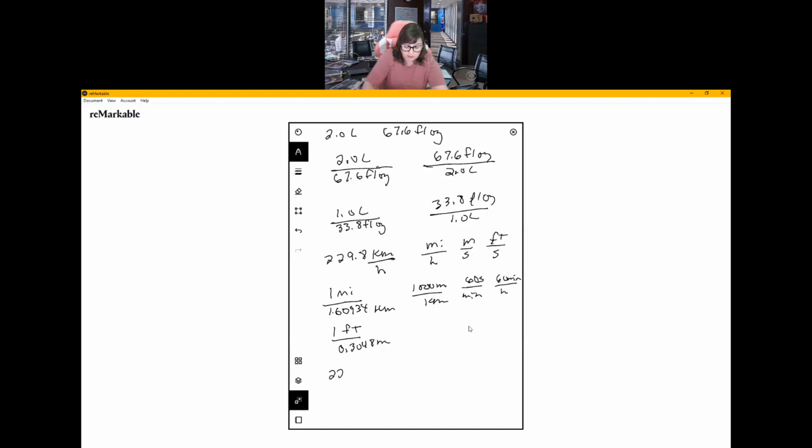So I know that 229.8 kilometers per hour, right? And I want to go to miles per hour. That's the first one they asked me for, so that's the one I'm going to do. I know that I have this unit right here, so I know that 1.60934 kilometers in 1 mile. And so if I do that math, that kilometers cancels and I get miles per hour. Okay, awesome. That's exactly what I'm looking for there.